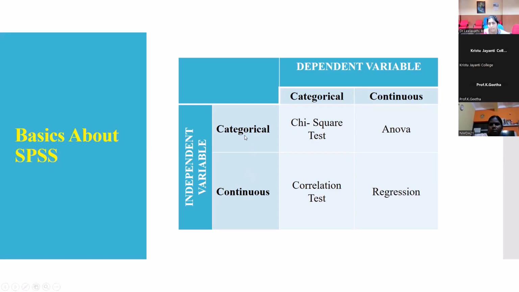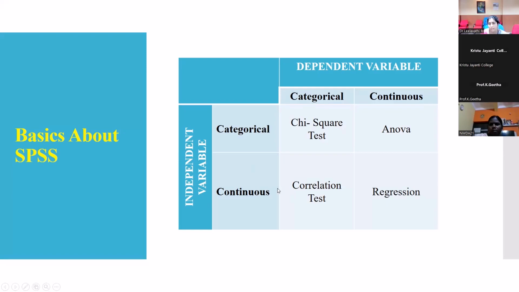And next, if your independent variable is categorical and your dependent variable is continuous, then you need to use ANOVA. Again, it depends upon what types of questions you asked in the questionnaire. That is why everyone will tell you, when you are framing the questionnaire, be conscious, because that matters a lot. In case your independent variable is continuous and your dependent variable is categorical, then you go for the correlation test.